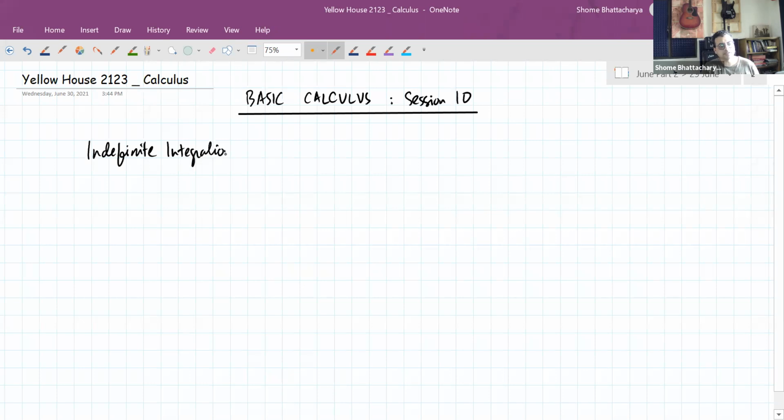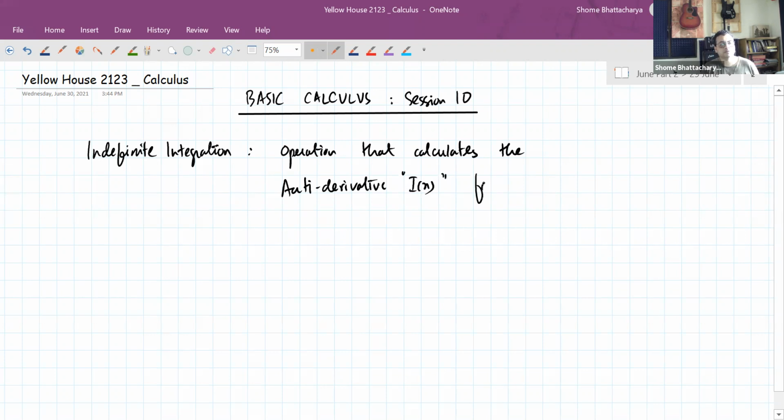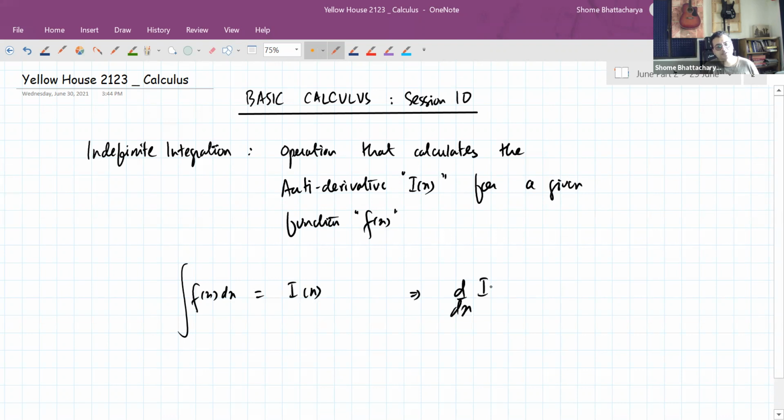So we understood that indefinite integration is an operation that calculates what is called the antiderivative. Typically, we can denote the antiderivative with the symbol I because it comes from integration for a given function f(x). So we perform indefinite integration on the function f(x), it gives us the antiderivative. And this means that if we apply differentiation on the antiderivative, it gives us back the original function.